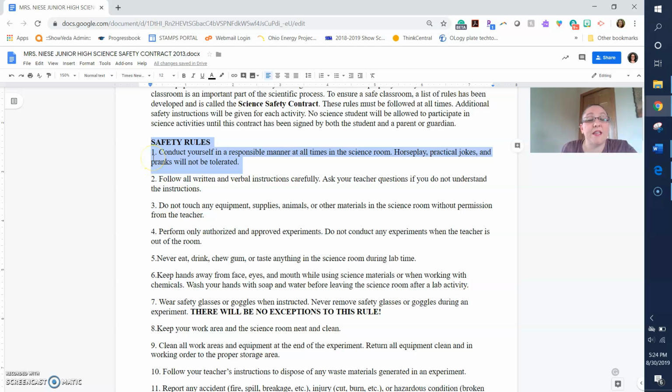So number 1, conduct yourself in a responsible manner at all times in the safety room. No horseplay, practical jokes, or pranks will be tolerated. So horseplay, anything that you would do during gym class or out at recess, anything that you would probably do in the basement with your buddies is probably not something that you should be doing in my classroom. We want to conduct ourselves as responsible as possible.